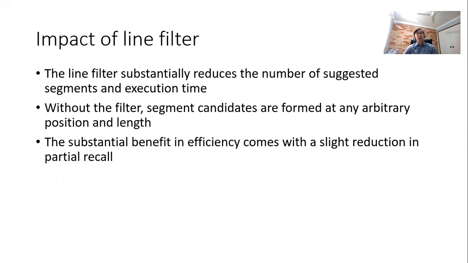The line filter substantially reduces the number of successive segments and execution time, because without this kind of filter, segment candidates are formed at any arbitrary position and length. But this benefit comes with a slight reduction of partial recall. Still, it is okay.